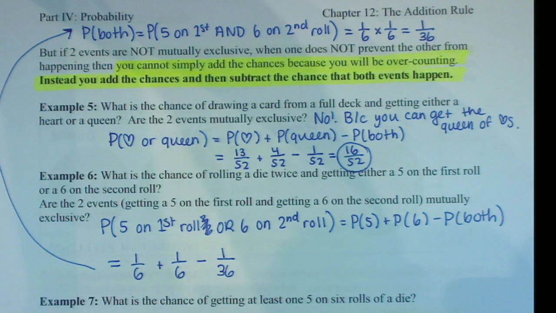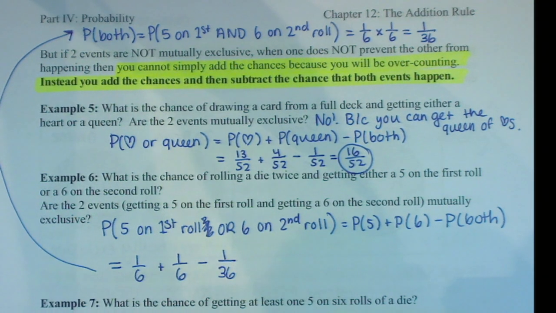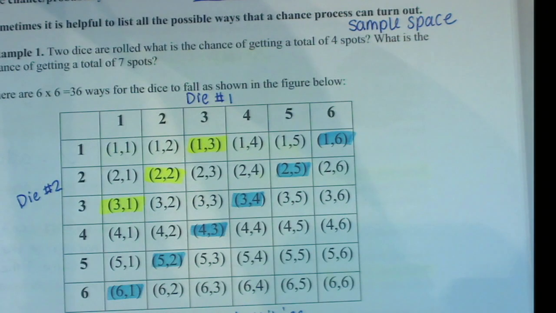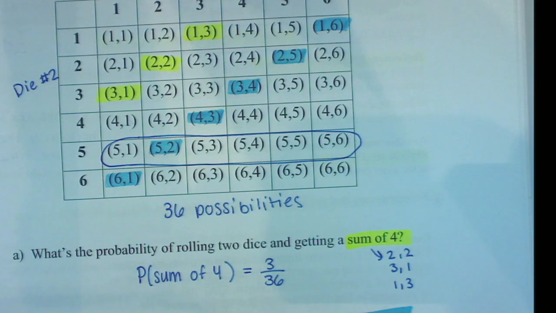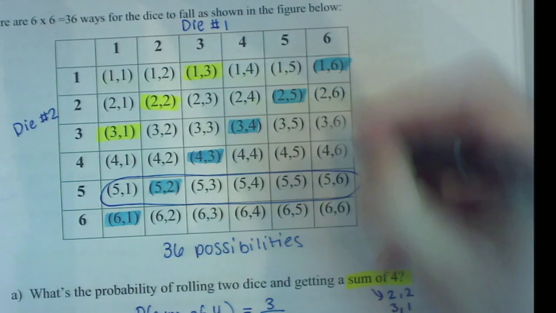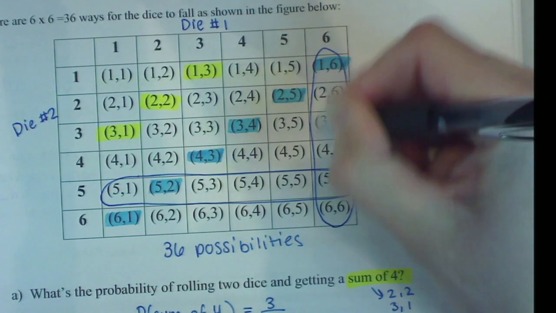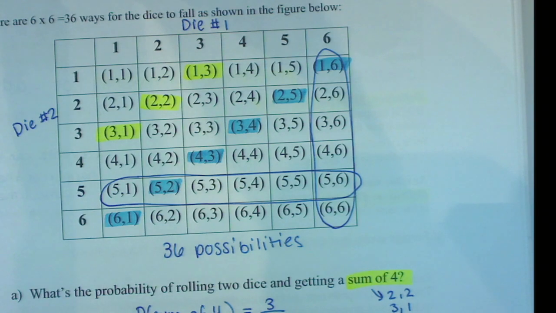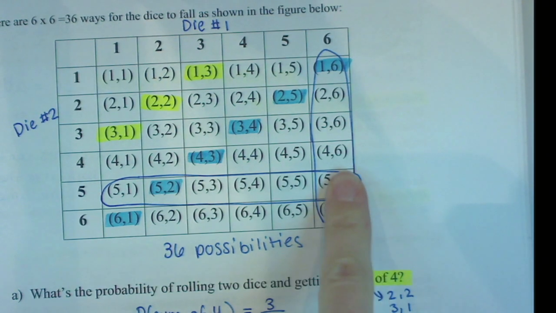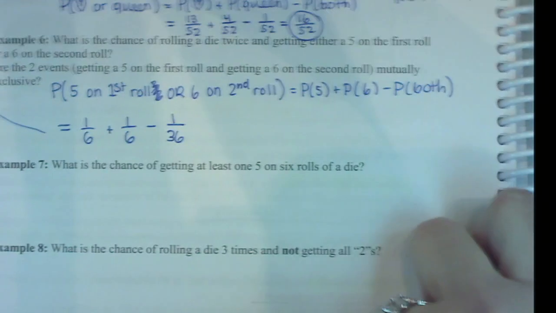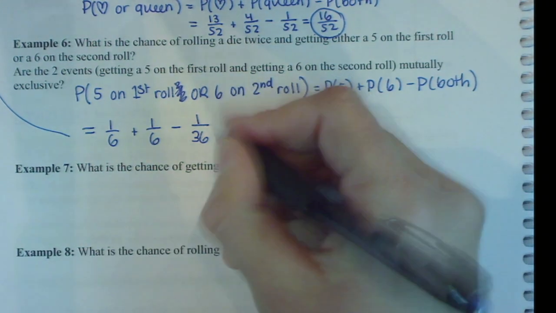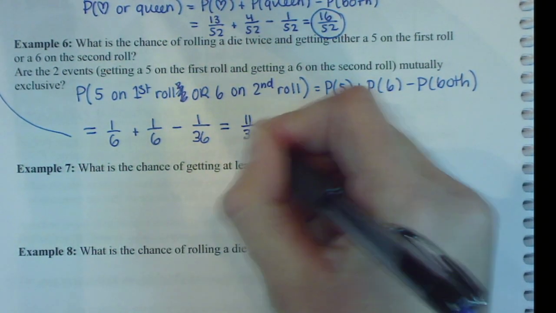And if I look at the original sample space, like the very first page of chapter 12, what's the probability of getting a 5 on the first roll? Here is where the 1/6 comes from. There's 6 out of 36 ways for that to happen. Or getting a 6 on the second roll, I don't want to double count this one that shows up twice, which is getting both of them. So I only want to count that once. So I'm just going to write down the final answer to this. If I make common denominators, this should be 11 out of 36.